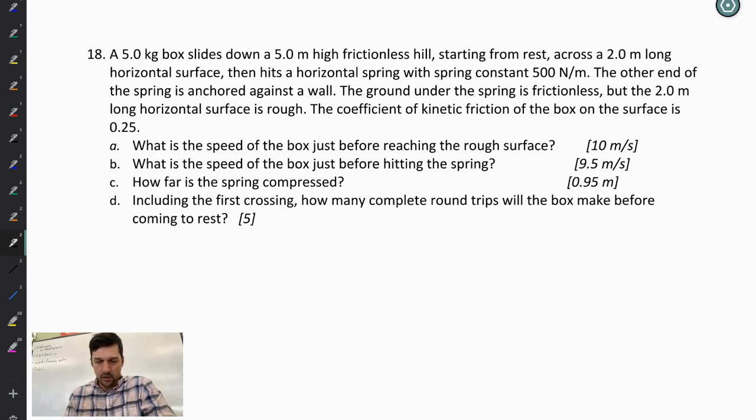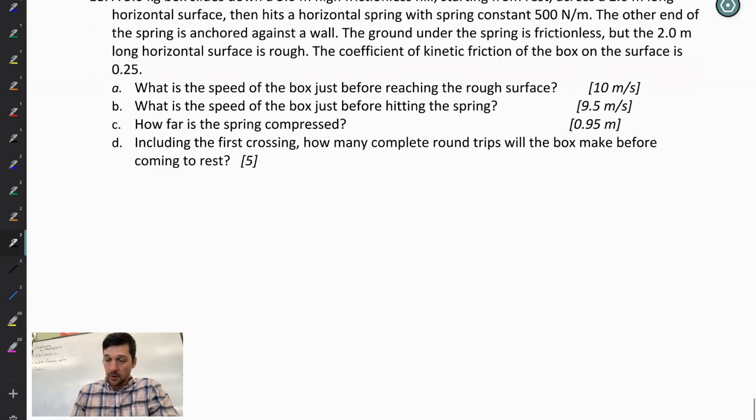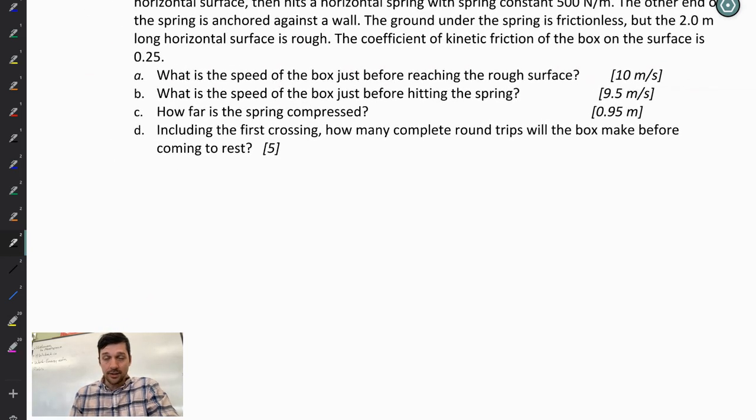The other end of the spring is anchored against a wall. The ground under the spring is frictionless, but the 2 meter long horizontal surface is rough. The coefficient of kinetic friction of the box on the surface is 0.25. So many things going on, and there is no single equation which is going to solve all this because there's lots of different segments. So, as is often the case, a diagram will help us figure out what on earth is going on here.